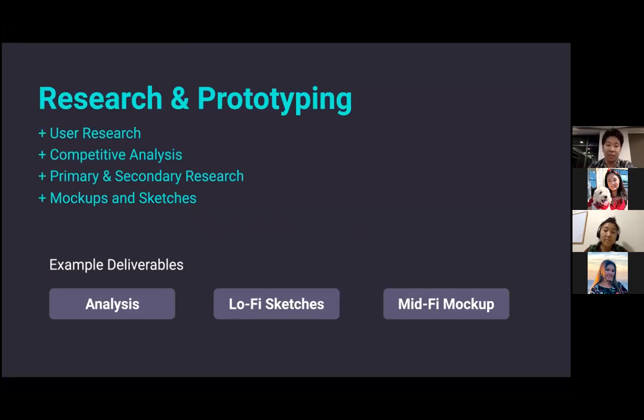Actually, no, you absolutely need to have these. I won't discredit these: analysis, lo-fi sketches, and mid-fi mockup. So this is a little terminology here. Lo-fi stands for low fidelity, which is essentially not the perfectly crisp version of your design yet, but it's a rough prototype.